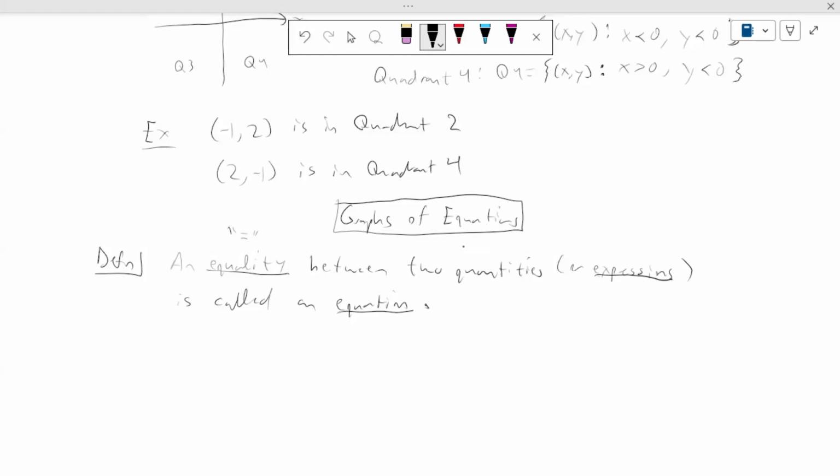The difference between an expression and an equation is that expressions don't have equal signs in them. If I just say 3x plus 2, that doesn't have an equal sign in it, so that's an expression. But if I say 3x plus 2 equals 4, well, that's an equation. I'm saying that 3x plus 2 is the same thing as 4. Fair enough, that's an equation.